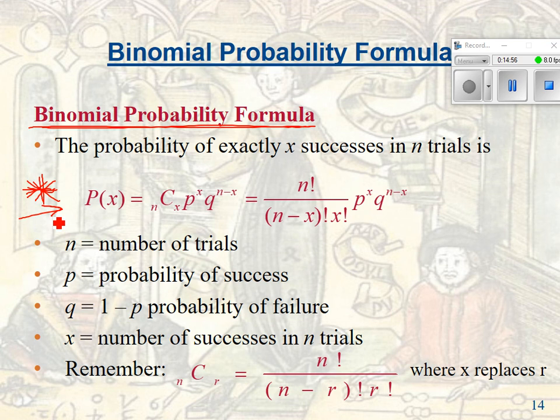So when we use this formula, everywhere we see N, P, Q, X, we find them all right at the beginning of the problem, and we just stick them in there. Then we use our calculator to calculate the probability that that X number of successes comes out for that certain event, whatever it is.